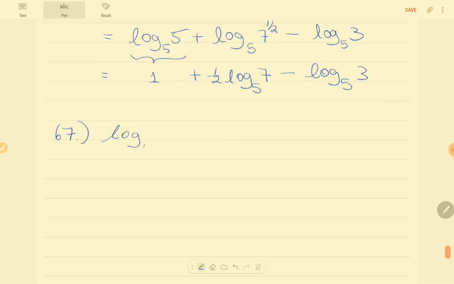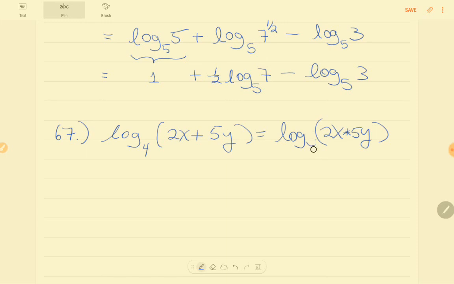Log base 4 of 2x plus 5y. Okay. You might be tempted to try to do this, something like that. I've seen a lot of people do that. It doesn't work that way. They have to be 2 separate logs, and this is not 2 separate logs. And you can't distribute a log.